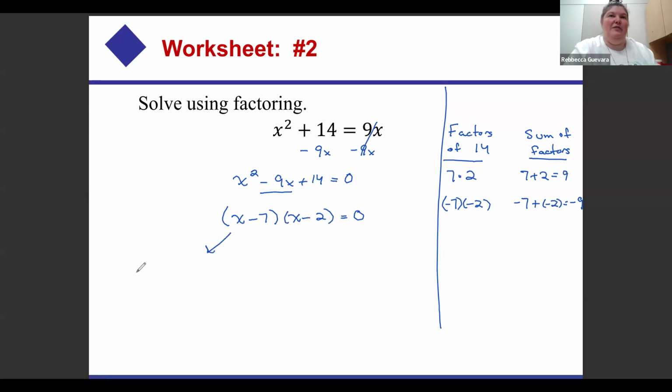So that means we have the choice that x minus 7 equals 0, or x minus 2 equals 0. If we solve them, we get 2 solutions. So my solutions are x such that x could be 2 or 7.